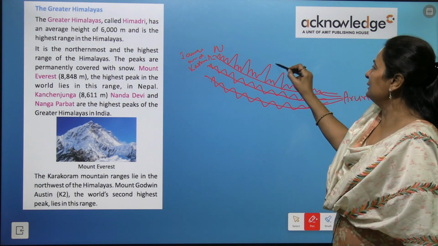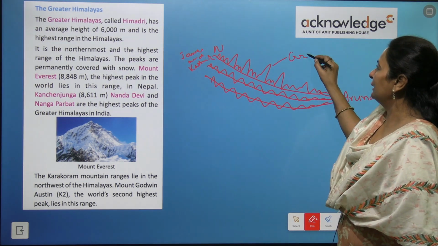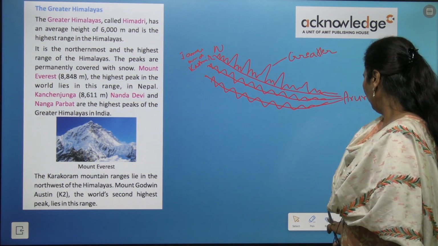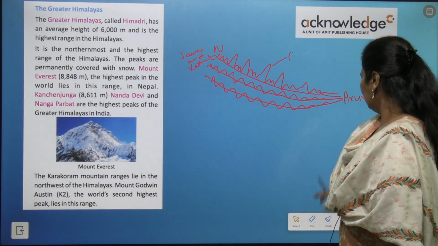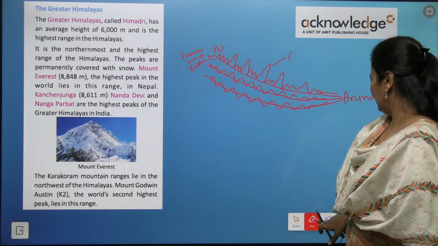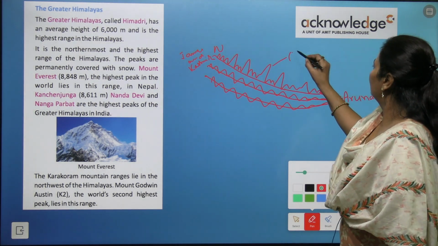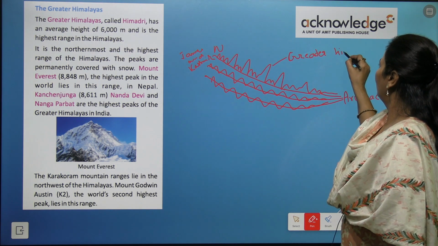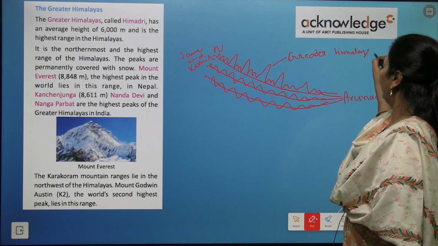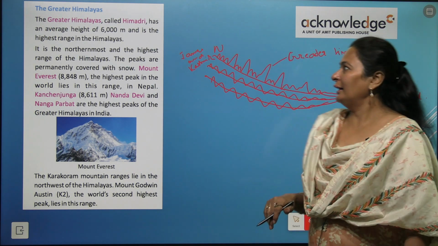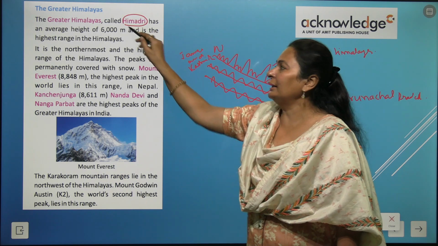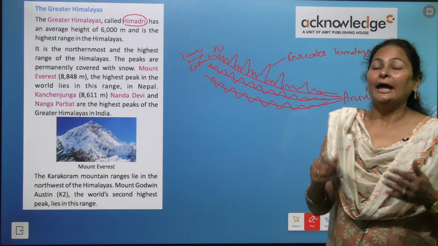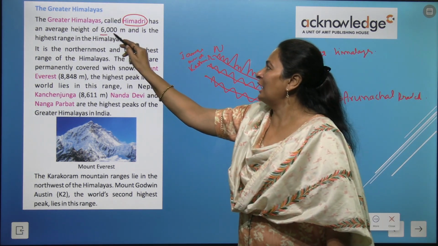So first is the Greater Himalayas, right? Greater Himalayas is also called Himadri. This is another name. It is also called Himadri and has an average height of 6,000 meters.